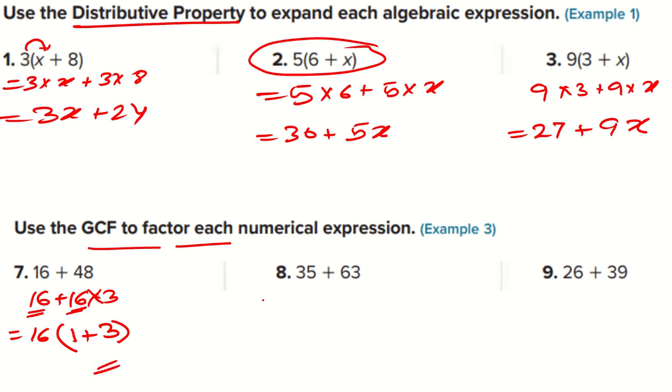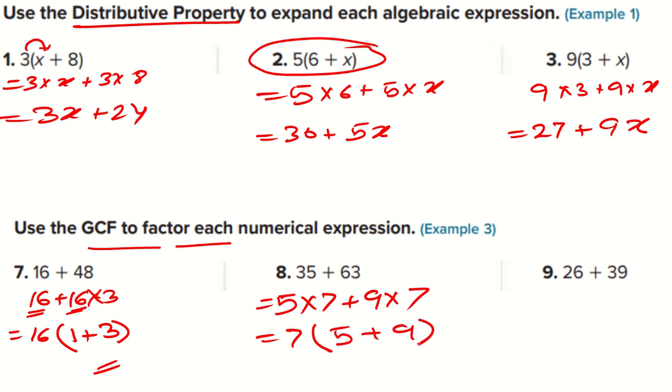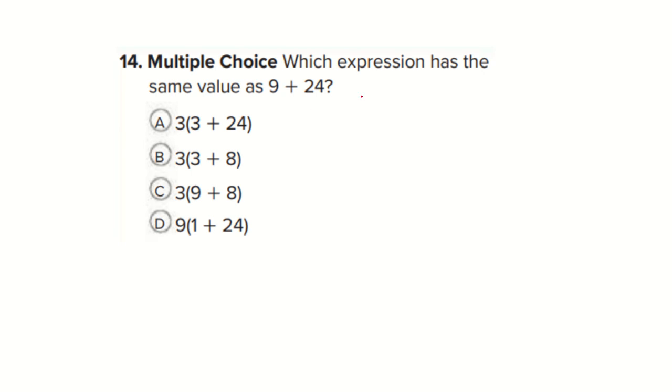Here 35 can be written as 5 multiply 7. 63 can be written as 9 multiply 7. So 7 can be taken common, 5 plus 9. Then 26 can be written as 2 multiply 13 and 39 can be written as 3 multiply 13. So 13 can be taken common, 2 plus 3.